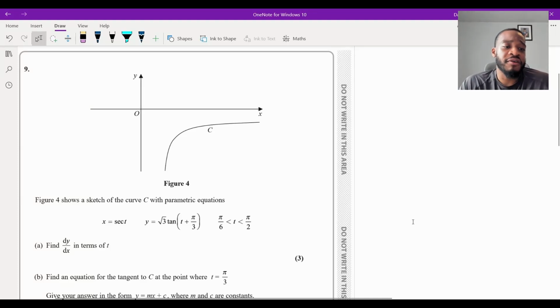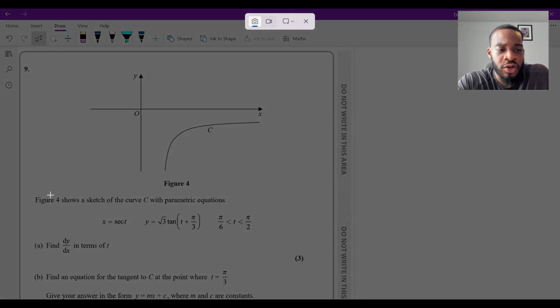Question 9 says: figure 4 shows a sketch of the curve C with parametric equations x equals sec t and y equals root 3 tan(t plus pi over 3), where t is between pi over 6 and pi over 2. Part A says find dy/dx in terms of t, for 3 marks. Okay, so it's not too bad. It's a straightforward part A.